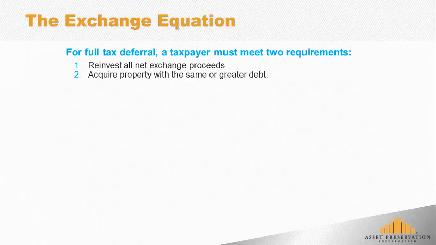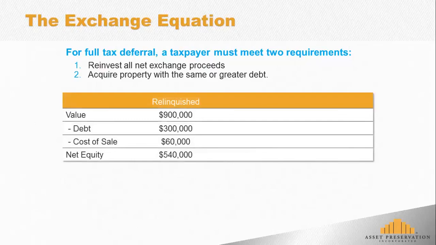What I like to do is go through a few different scenarios on these slides to help illustrate this whole concept of the exchange equation and really what you need to do to obtain full tax deferral. So a property is being sold, the relinquished property has a value of $900,000. The debt is $300,000. And then the closing costs, the cost of sale, are $60,000. So again, the real estate commission, title company fees, qualified intermediary fees, etc., leaving net equity of $540,000.